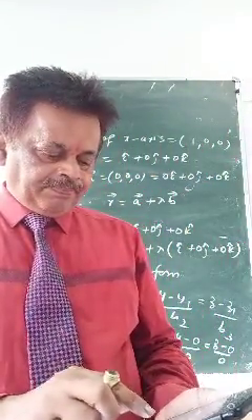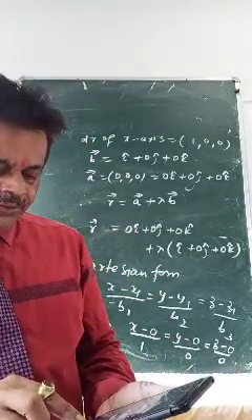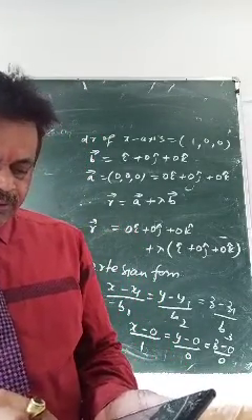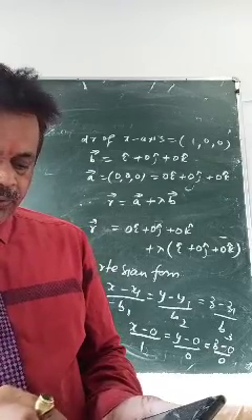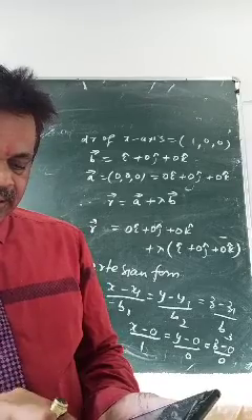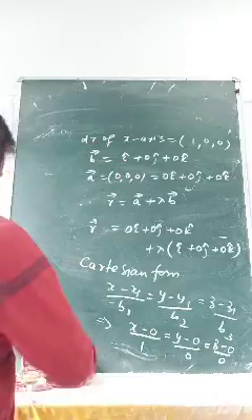Okay, now find the angle between the lines. Question number 5 is not in the syllabus. Question number 6 you can do. In question number 6, they are perpendicular to each other. Find the value of k. Look at 6 now.